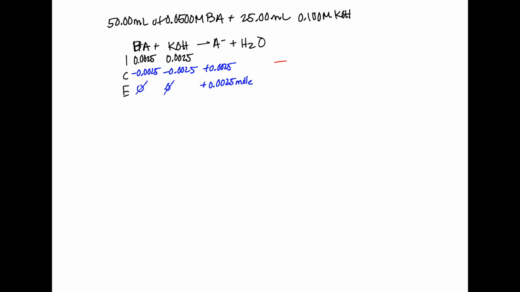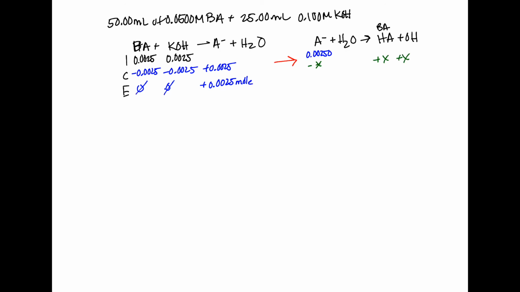Now I'm going to take that information and do an ICE table with that conjugate base that's left over. So this is the conjugate base. It's now reacting with the water to make HA, which in our case is really benzoic acid, plus hydroxide. I know that the initial amount is 0.0025. Some of it is going to dissociate or react with the water to go to this side.